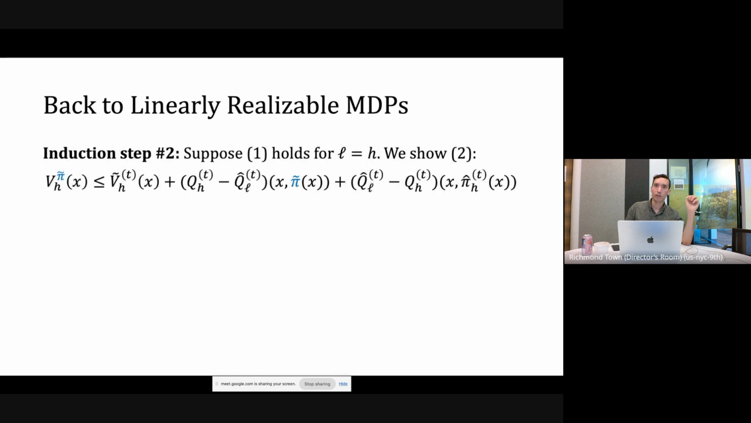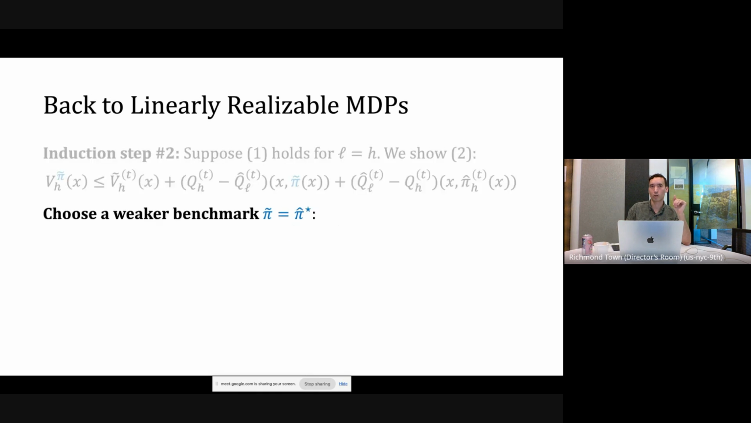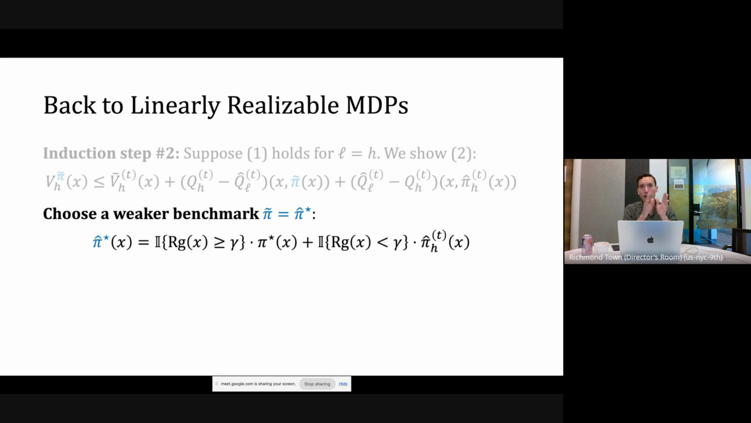Now back to the linear QPi setting, the problem is that this is not linear, and so it's more tricky to do this change of measure. And typically we want to set this pi tilde to be pi star. So what we're going to do here is make our life a little bit easier by relaxing this benchmark policy. Instead of choosing it to be pi star, we're going to choose it to be something else that will then allow us to bound these regression errors. The choice of benchmark is going to be the following. This pi hat star, I'm going to set equal to pi star on high range states, but on low range states, I'm going to set it equal to pi hat.